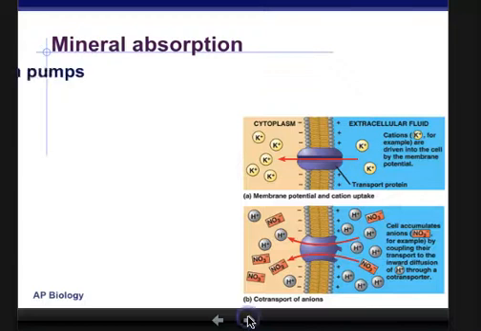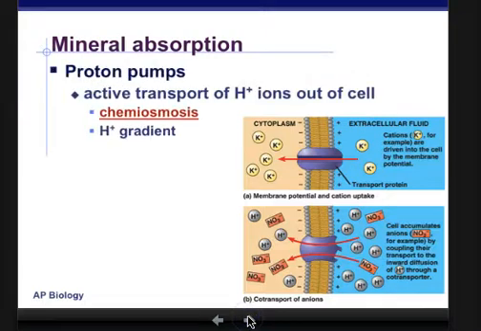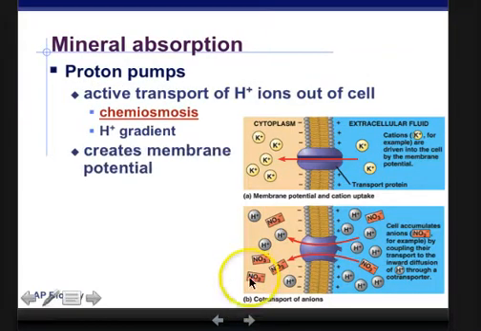Okay. So mineral absorption with the proton pumps. Okay, so the active transport of hydrogen ions, protons, out of the cell, okay, which is chemiosmosis. I'm sure you remember that word. So we create a proton gradient. We create a change in the charge, which creates a membrane potential. So the inside of the cell is negatively charged because it has pumped out hydrogen ions.